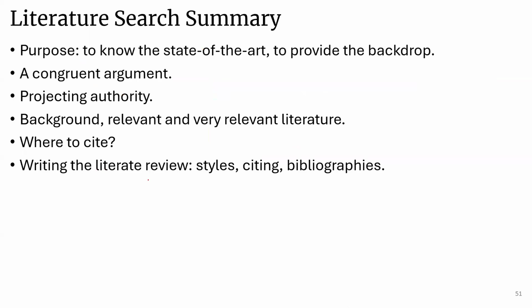So if you briefly summarize literature search, the purpose is to know the state of the art to provide the background. Literature is a congruent argument. It projects your authority by taking themes and going through the themes rather than just citing authors. We have background literature, relevant literature, and very relevant literature. And we understood where to cite, and writing styles, citing, and bibliographies, we briefly understood.